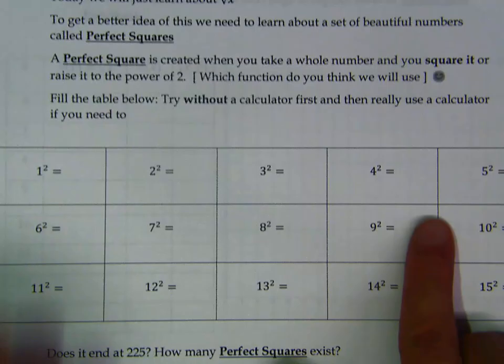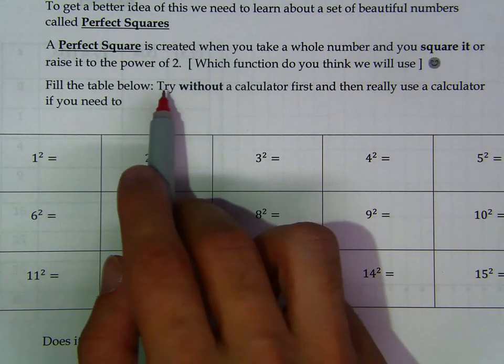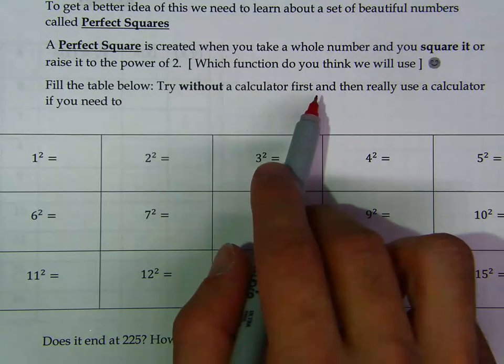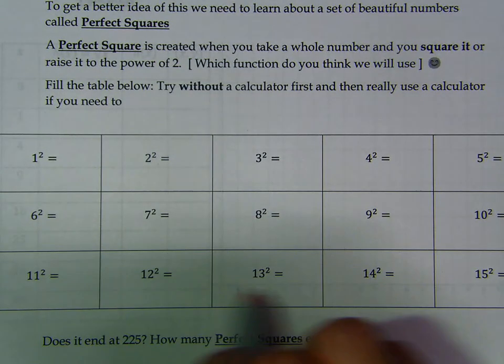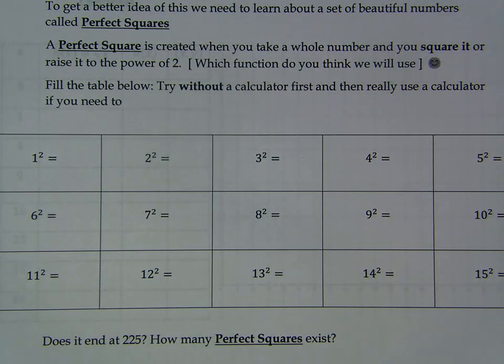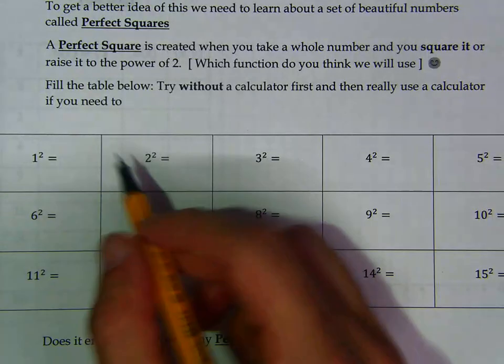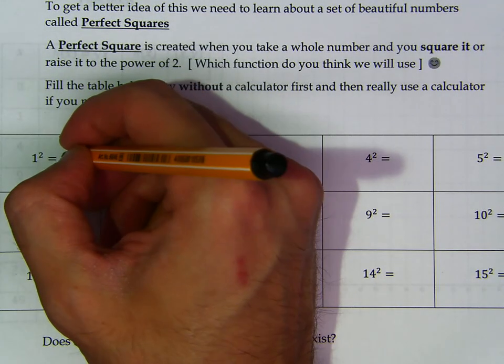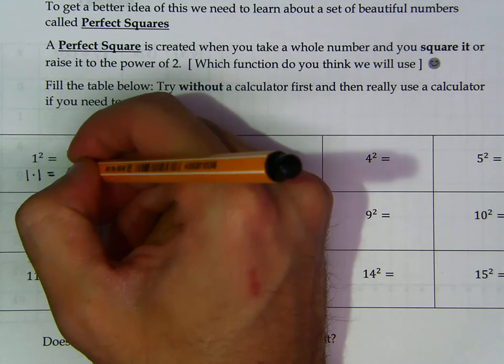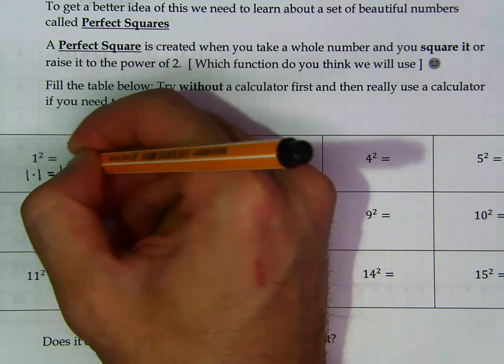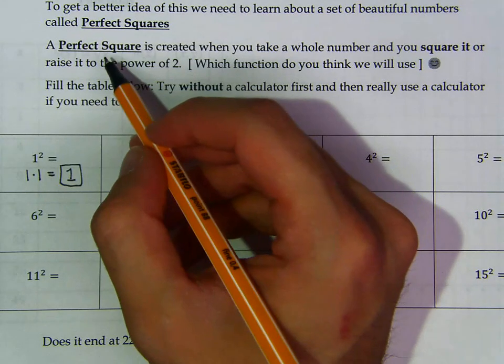So let's take a look. Fill in the table below. Try it without a calculator at first, and if you really need to, you could use a calculator to check it, right? So if I do the first one over here and it says 1 squared, what does that mean? I'm just saying, what is 1 times 1? Right? 1 times 1 is 1. Bam. This 1 is a perfect square.